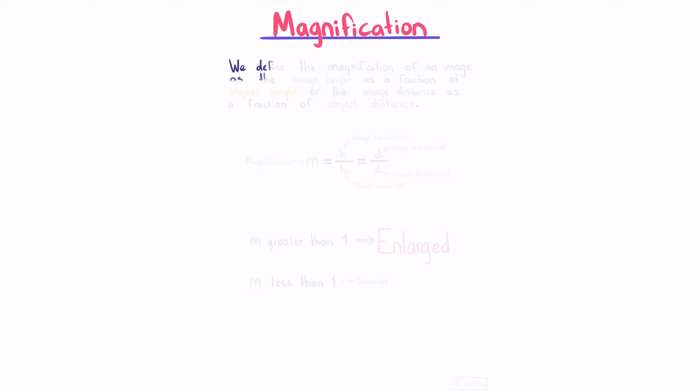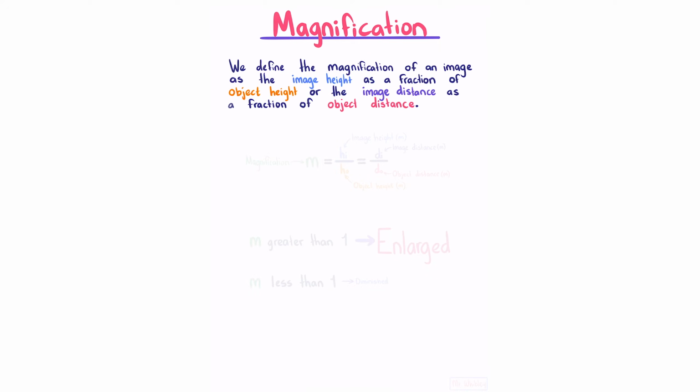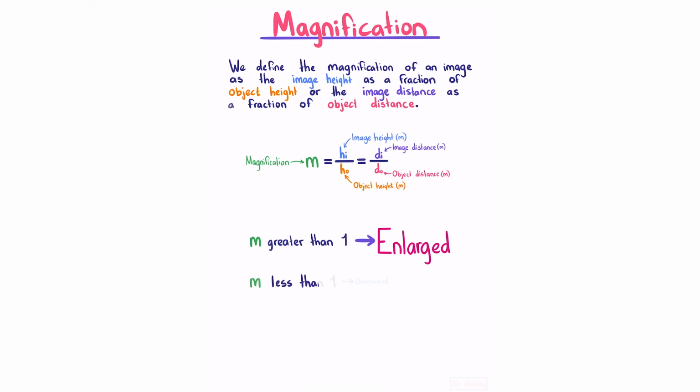Magnification. We define the magnification of an image as the image height as a fraction of the object height, or the image distance as a fraction of the object distance. As an equation, our magnification is the image height divided by the object height, or the image distance divided by the object distance. If our magnification is greater than 1, our image is enlarged. If it's less than 1, our image is diminished.